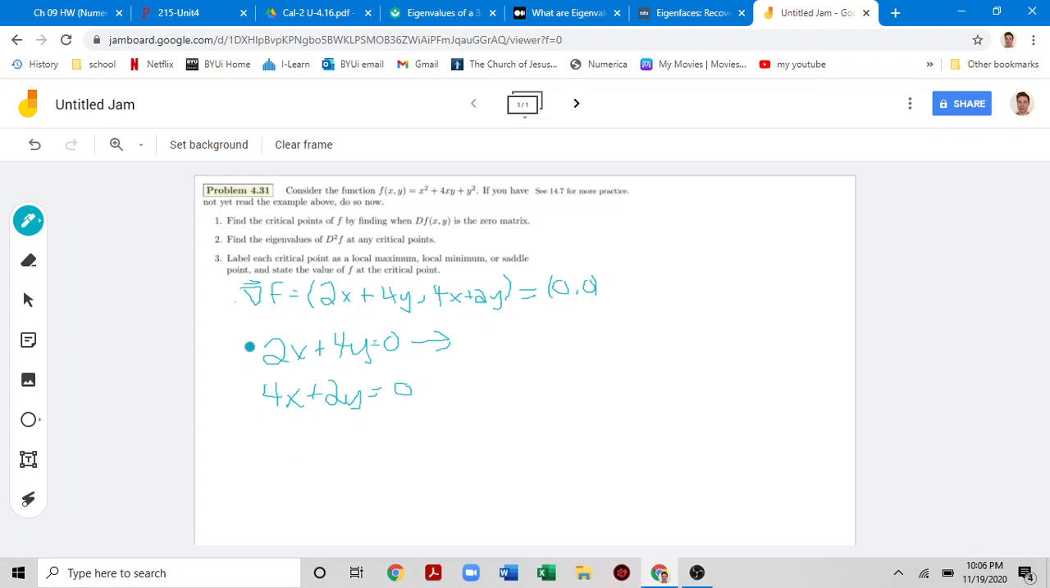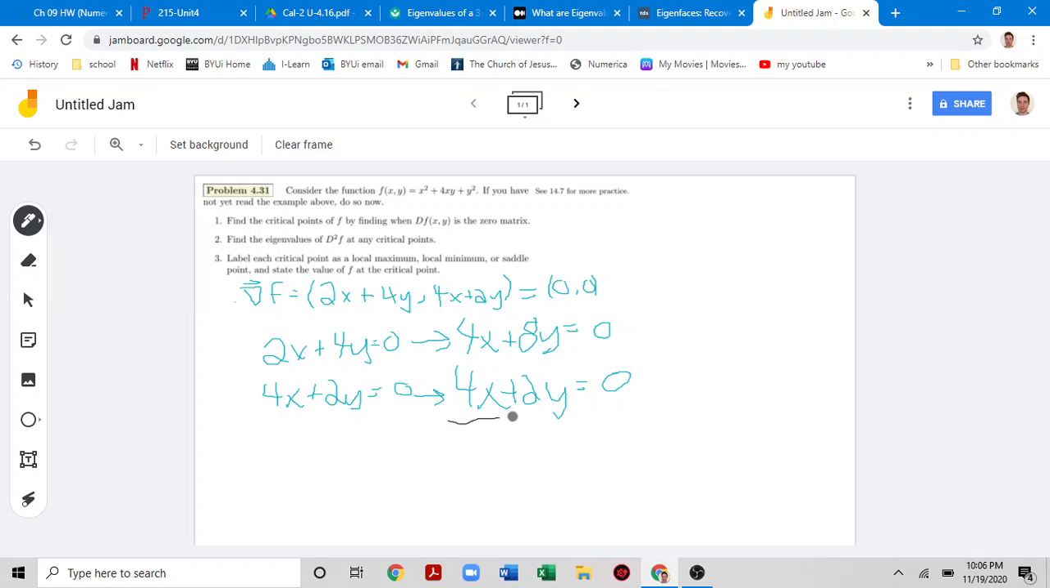So say this 4x, for example. We want to make this a 4x. The way we do that is we multiply this equation by 2. So we make all of this times 2. So it's going to be 4x plus 8y equals 2 times 0, which is just 0. Now we can move this back: 4x plus 2y equals 0. Cool, and with that we can scratch that off.